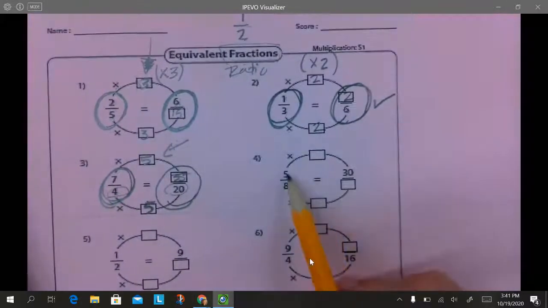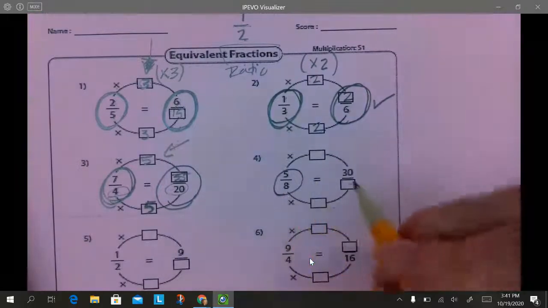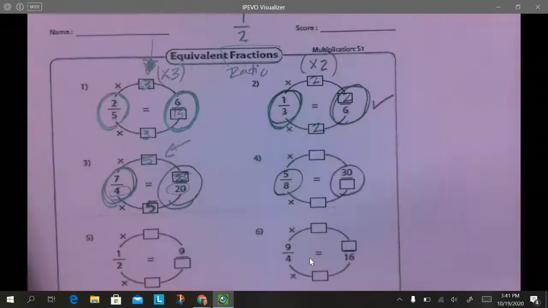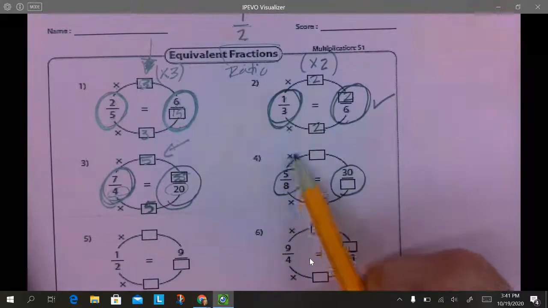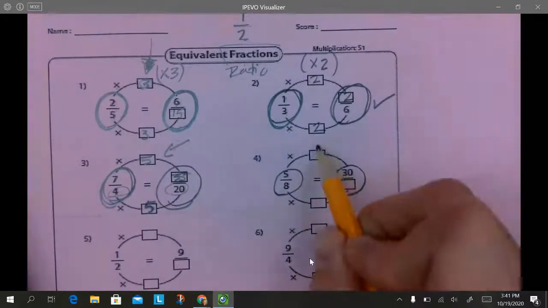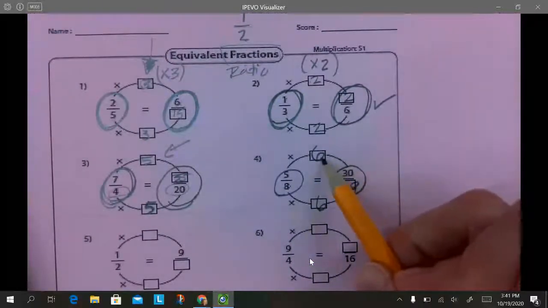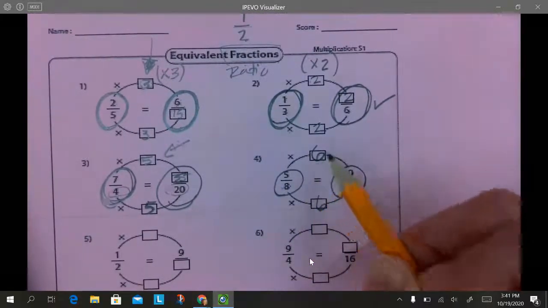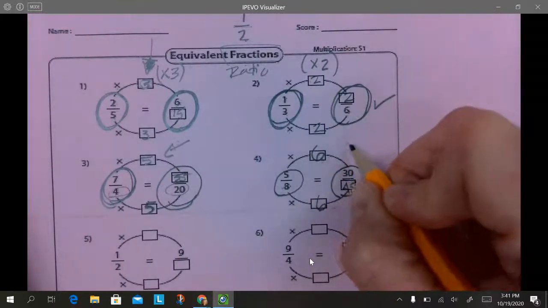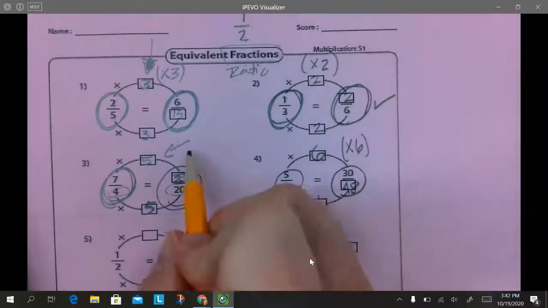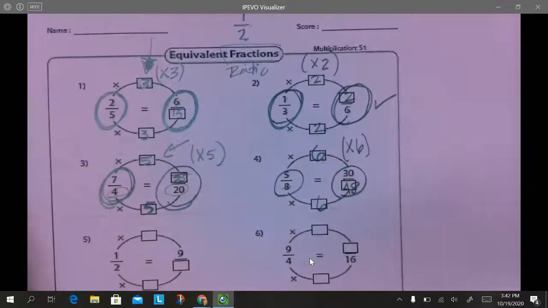Over here, you have 5 to 8 as your ratio, and now you have 30 to something. What is that? Well, 5 times what is 30? 6. Okay, so now down here you want to do the same thing. 8 times 6 is 48. Right? You just came up with two equivalent fractions. 5 to 8 and 30 to 48. So you took these fractions and you increased them 6 times. Okay? Over here you increased it 5 times. All right, look at the next one.